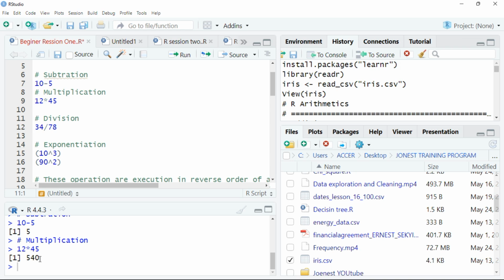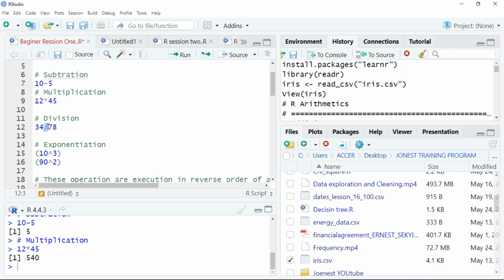And then next on our list is division. For division, we are just going to divide two numbers. So here we want to divide 34 by 78. If you want to divide 34 by 78, we just use our backslash sign.